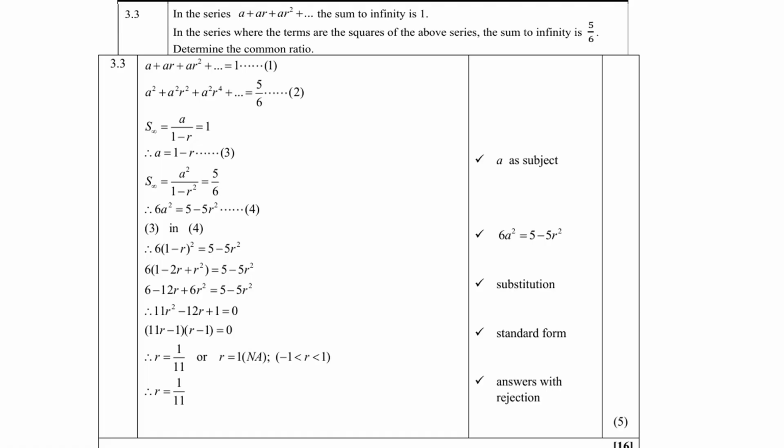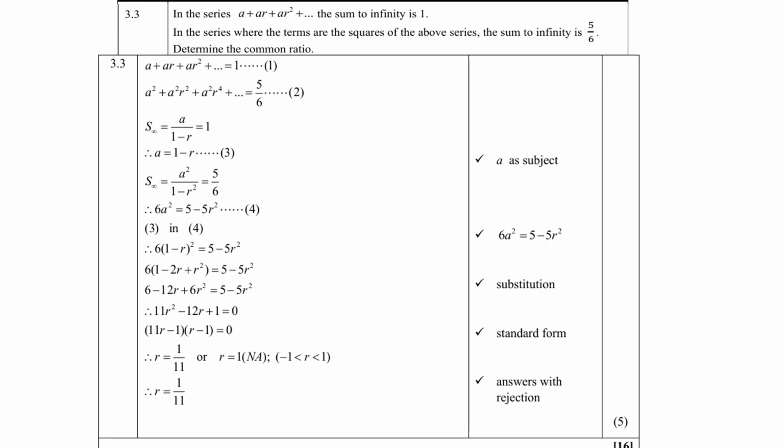3.3. Now in this series, a plus ar plus ar squared plus and so forth, the sum to infinity is 1. In the series where the terms are the squares of the above series, the sum to infinity is 5 over 6. You must determine the common ratio. Also a challenging example, levels 3 and 4.